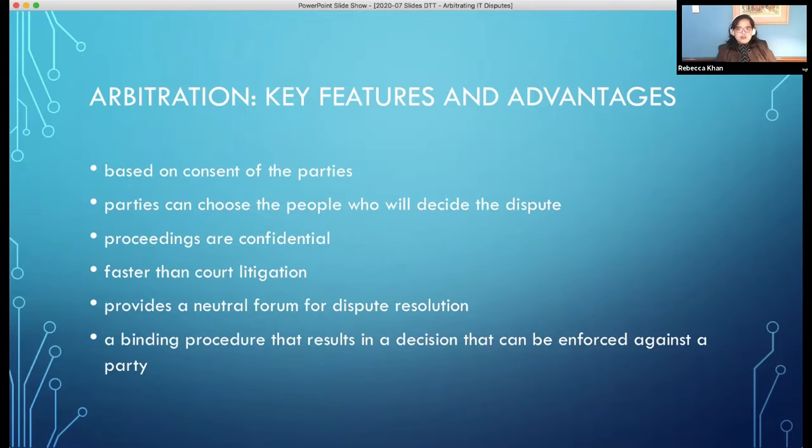Now, an arbitration can be decided by a sole arbitrator, meaning there's just one arbitrator, and that means the parties agree who that arbitrator will be, or if they're submitting the dispute to an arbitral institution, perhaps that institution has procedures for appointing that sole arbitrator.